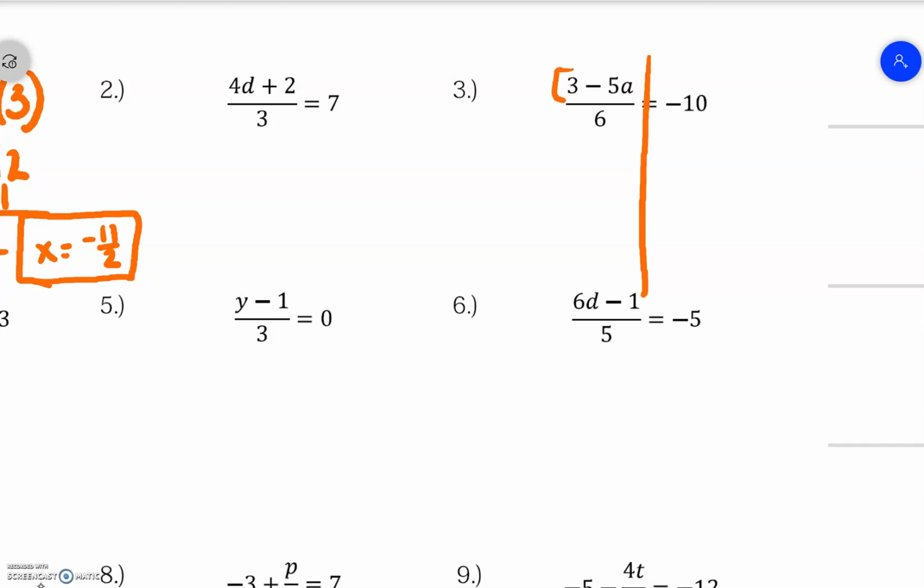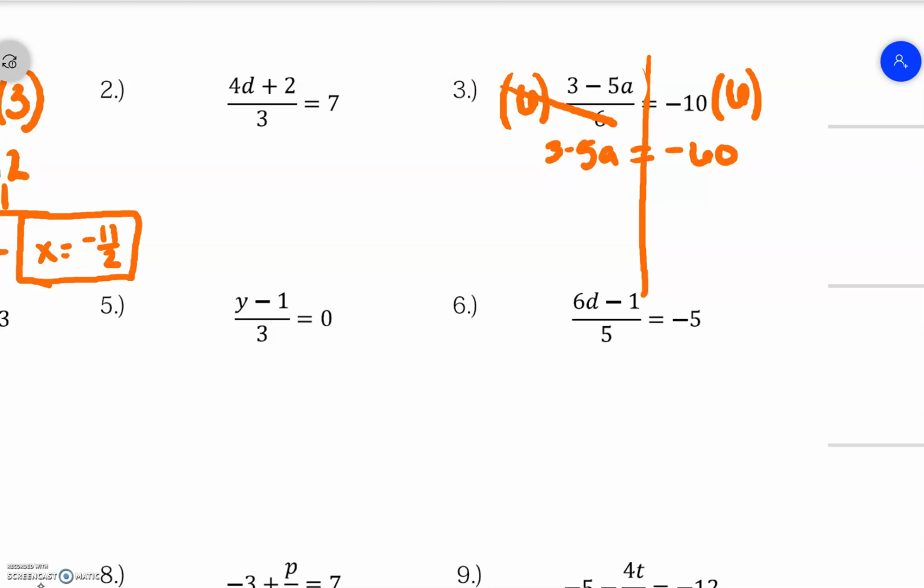So our group here is being divided by 6, so the opposite of divide by 6 would be what? Multiply by 6, right. So I'm going to multiply by 6 on both sides. That cancels out over there, leaving us with 3 minus 5a. We still have our equal sign. And negative 10 times 6 would be what? Right, negative 60.